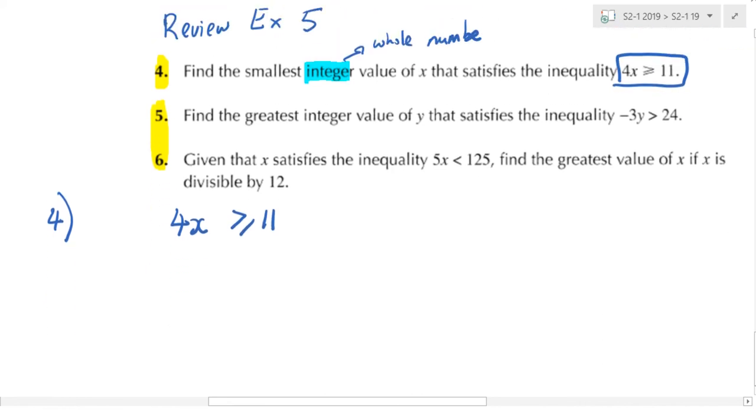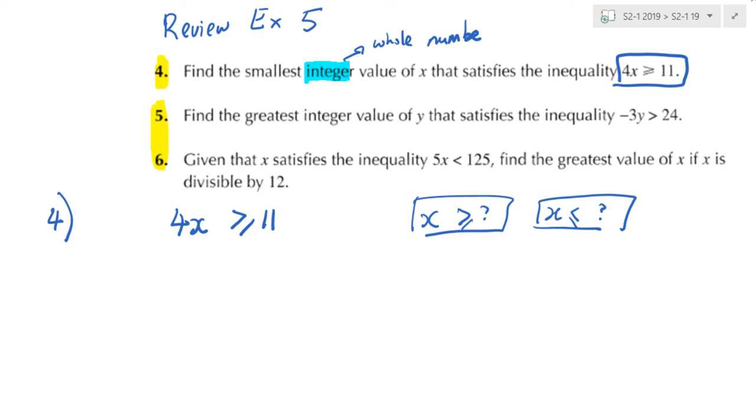Now, inequality means I want to find the answer: x must be like that, something, or x must be like that, something. Whether equal or not depends on the question. So looking at what I want, looking at what I have, what is the next logical step? Yongjie, what is the next logical step?